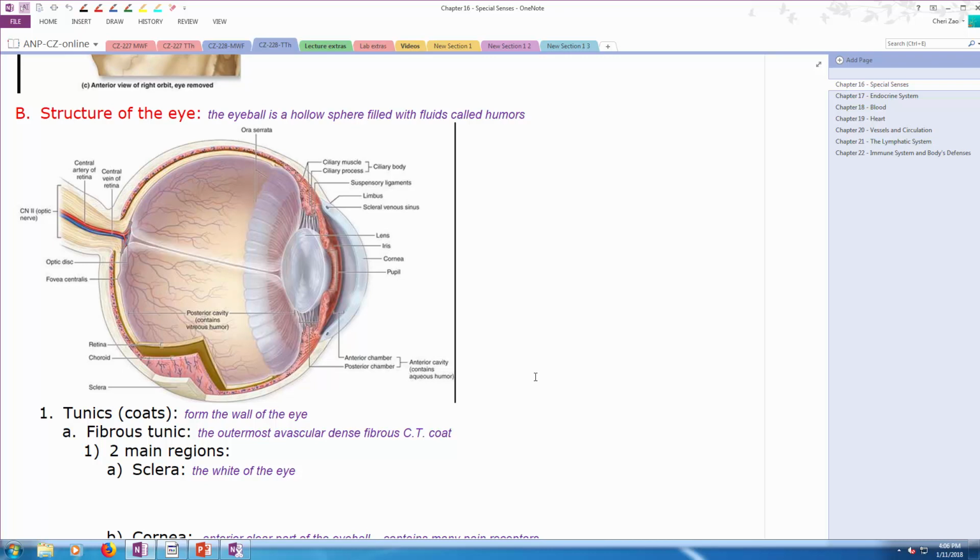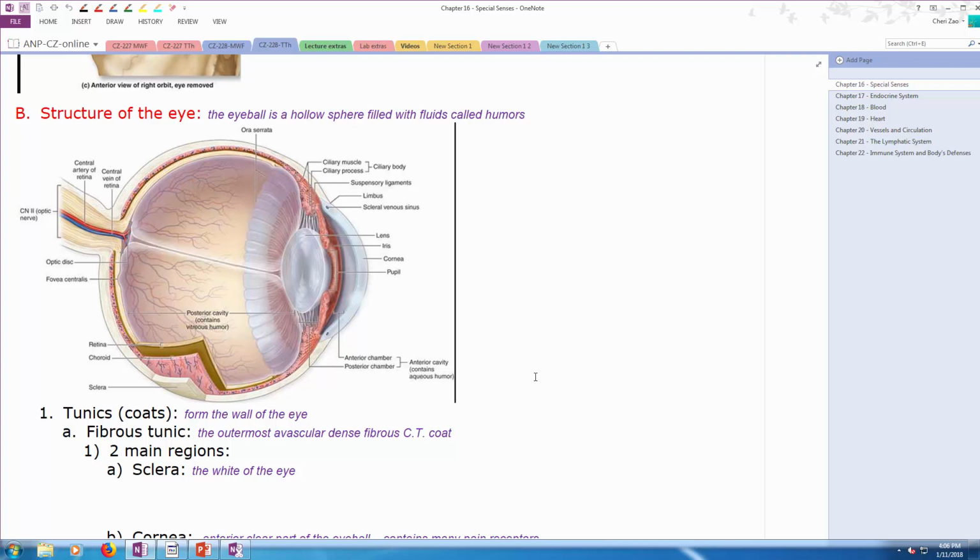Now we go inward and we find the vascular tunic. The bulk of the vascular tunic is called the choroid. But the vascular tunic is more than just the choroid, right? When we move anteriorly, the vascular tunic becomes the ciliary body, as well as in front of that, our iris. So all of those are part of what we call the vascular tunic.